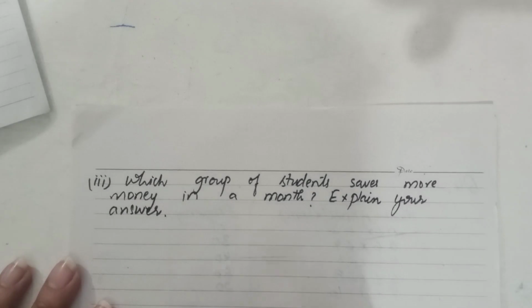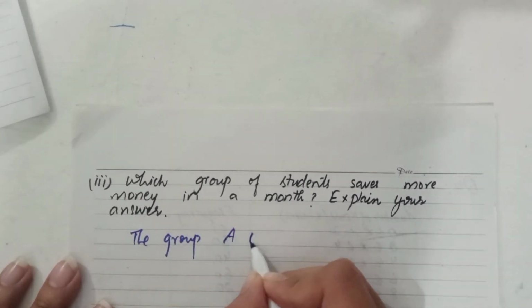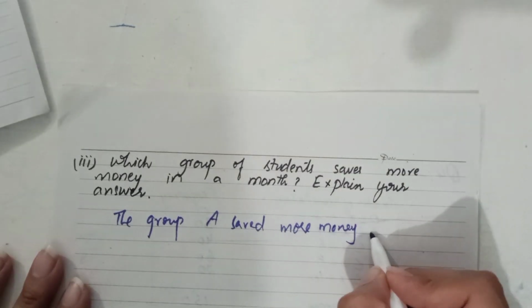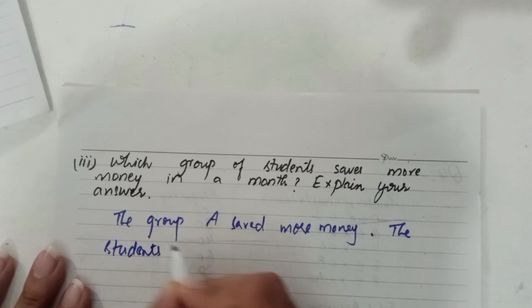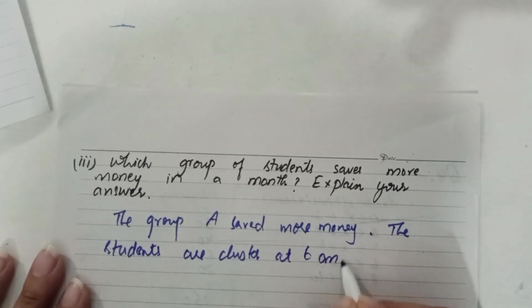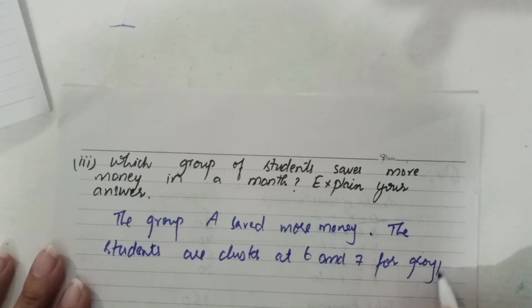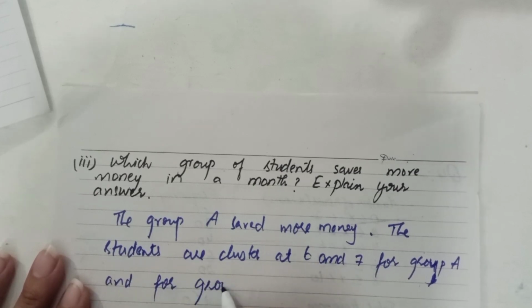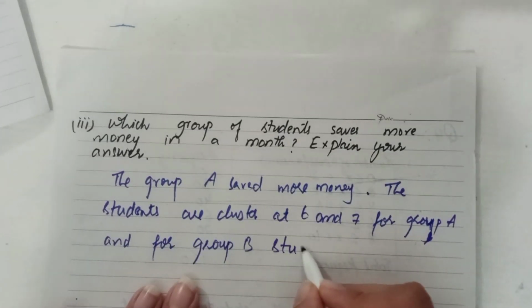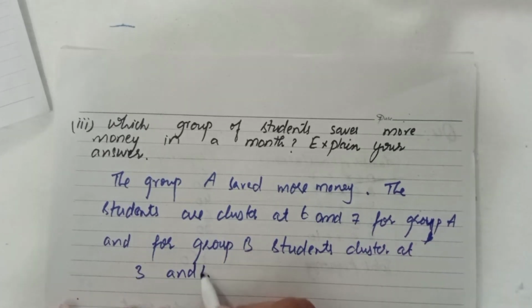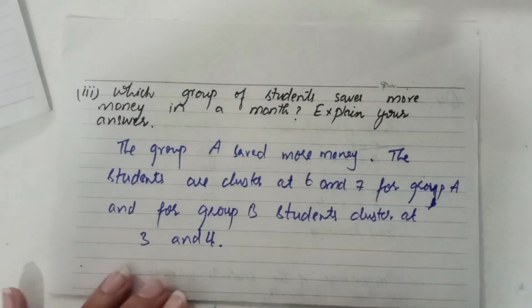So we write: group A saved more money. The students are clustered at 6 and 7 for group A, and for group B, students cluster at 3 and 4. Now students, question number 5 is also solved.